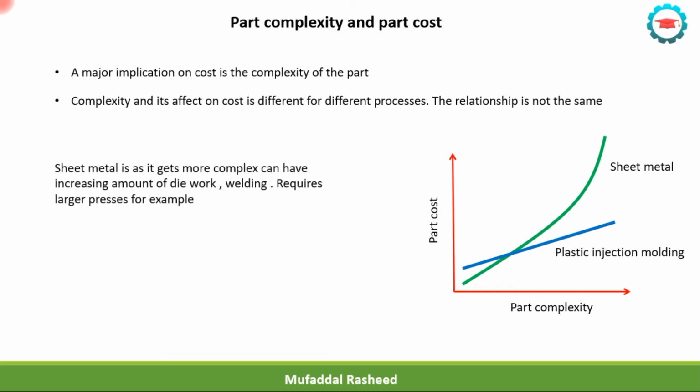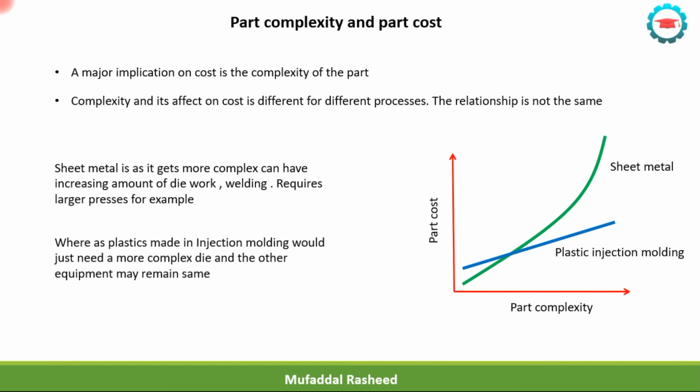So sheet metal, as it gets more complex, can have increasing amount of die work and welding, and that requires larger presses, for example. Whereas plastics made in injection molding would just need to have a more complex die, and the other equipment may remain the same. So in the case of injection molding, we might have to just change the die, but in the case of sheet metal, we might have to change the whole press.